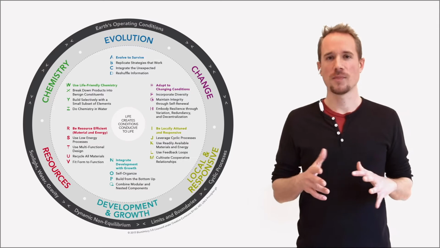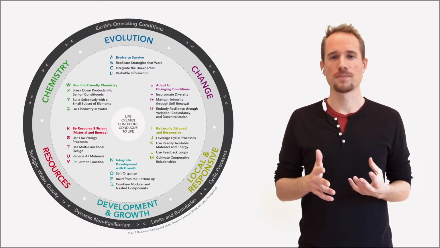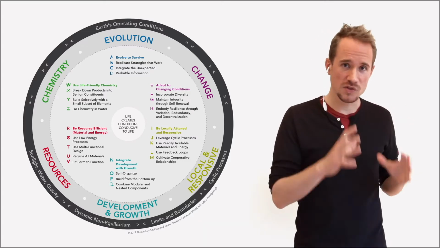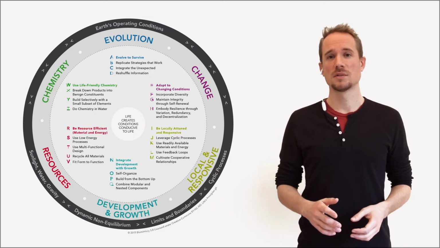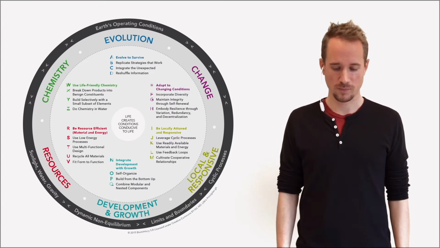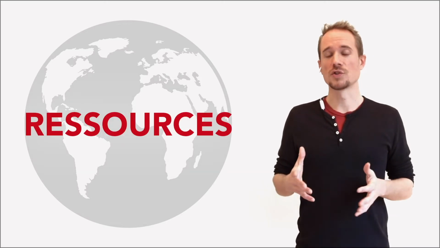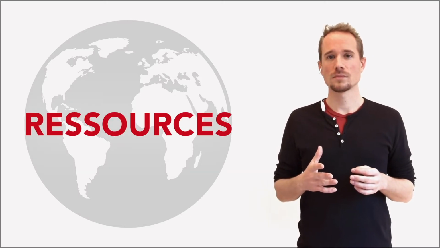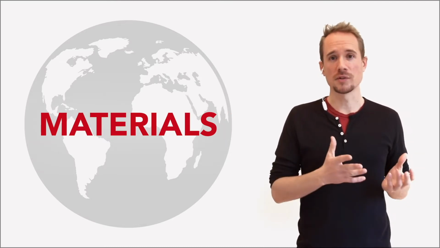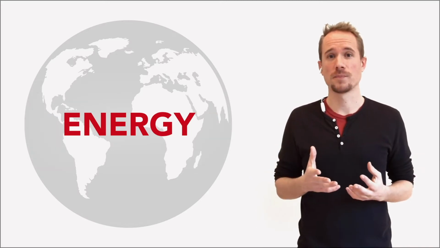Just like in nature, all principles are interconnected in a complex web. But to understand them a bit better, they're organized into 6 master principles and 20 sub-principles. So how does life deal with resources? How does life on Earth distribute materials? How does life use energy?